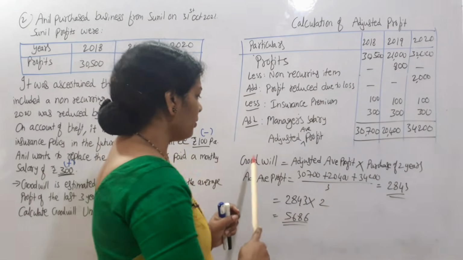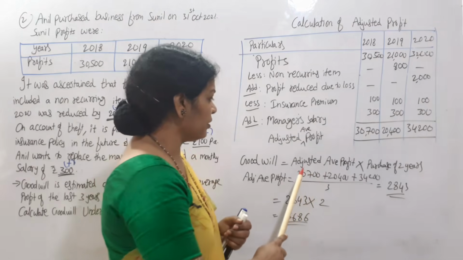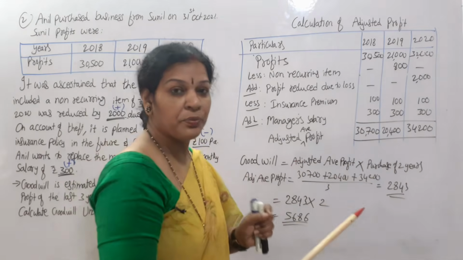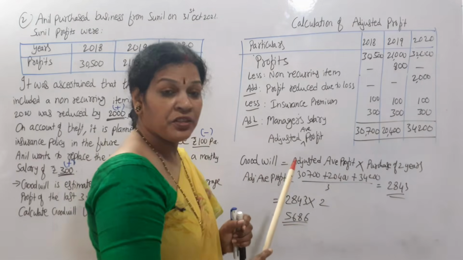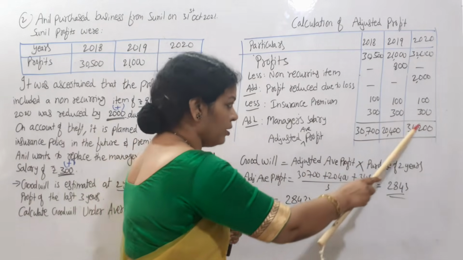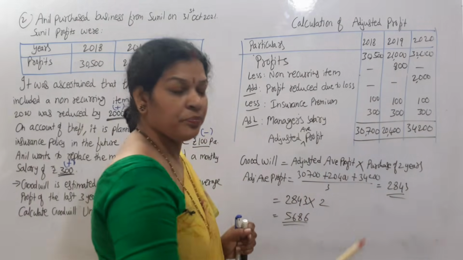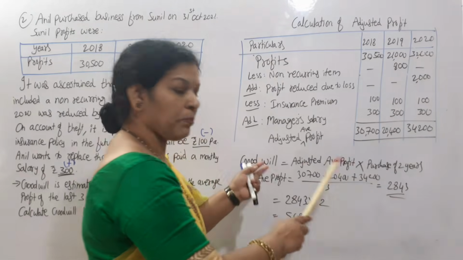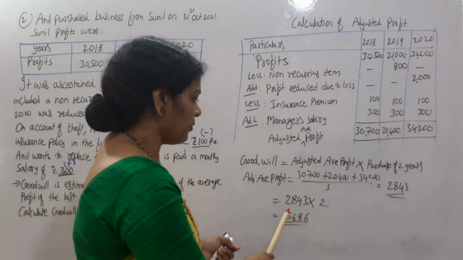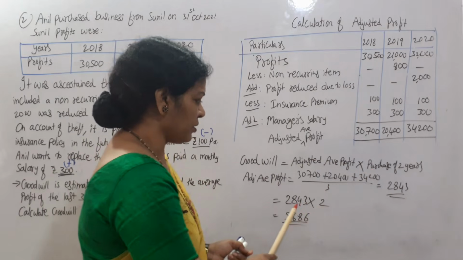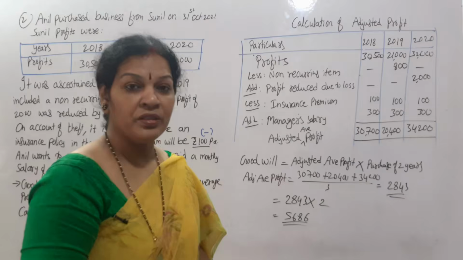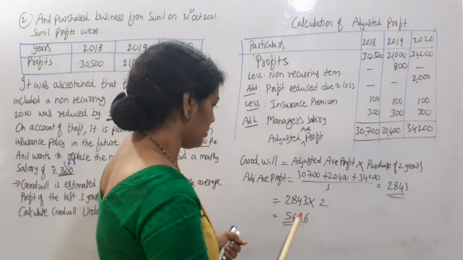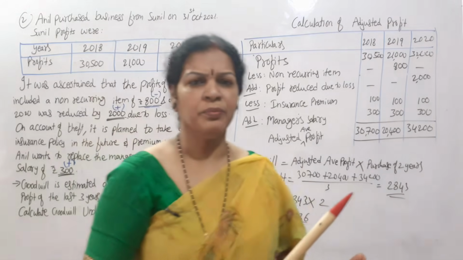If you write the formula, goodwill calculation on average profit is adjusted average profit into purchase of 2 years. We calculated the adjusted average profit as all these 3 divided by 3, which is 28,433. Then apply it in the formula: adjusted average profit 28,433 into purchase of 2 years. If you multiply, you get 56,866. Am I clear? Yeah, correct. That's it, simple.